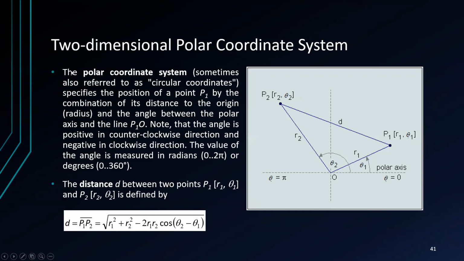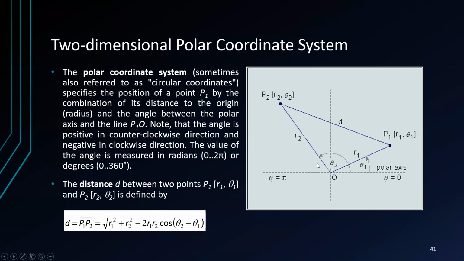Two-dimensional polar coordinate system. So, the polar coordinate system, sometimes also referred to as circular coordinate, specifies the position of a point P1 by the combination of its distance to the origin radius and the angle between the polar axis and the line P1O. Yan, P1O. Ito yung polar axis. Note that the angle is positive in counterclockwise direction and negative in clockwise direction.